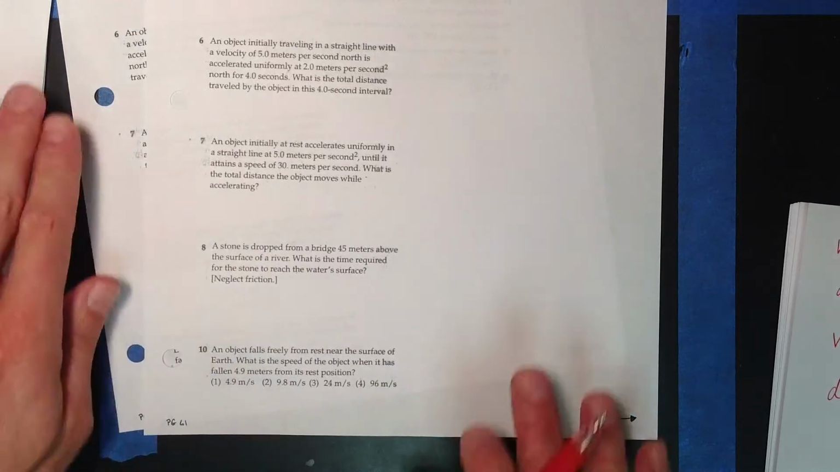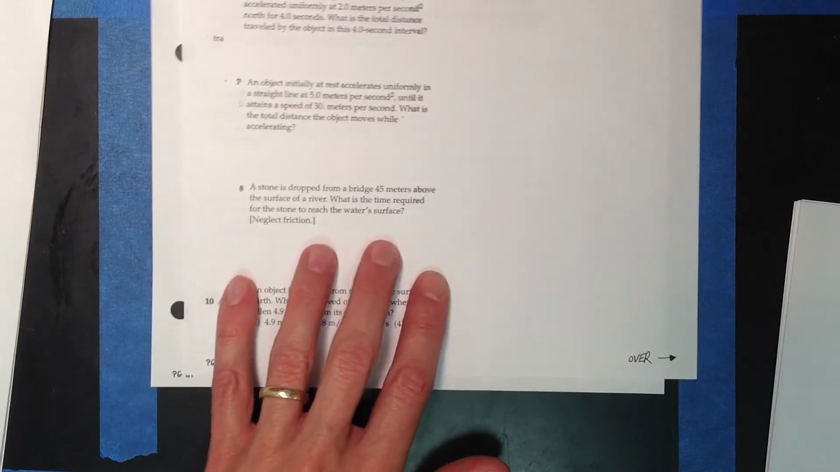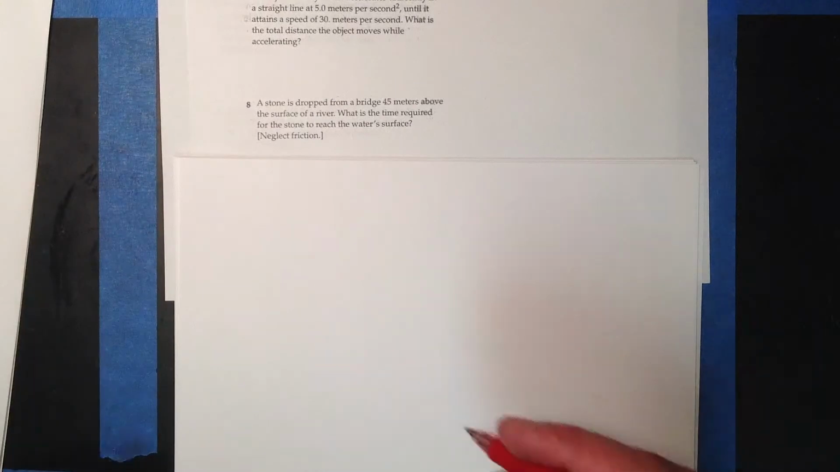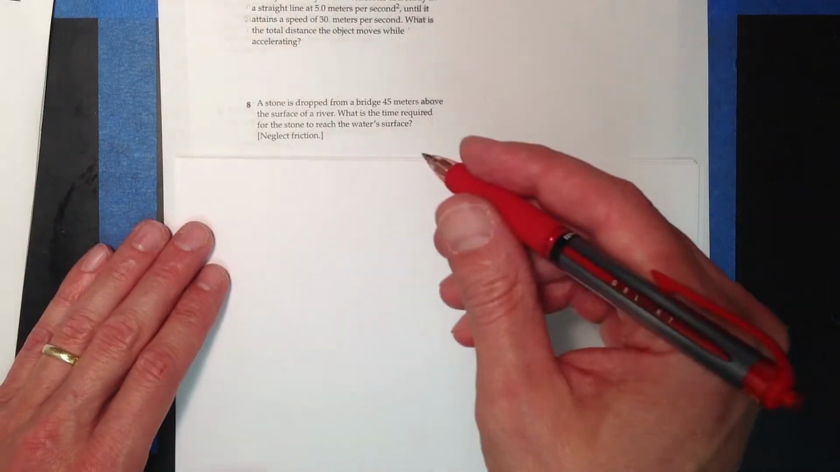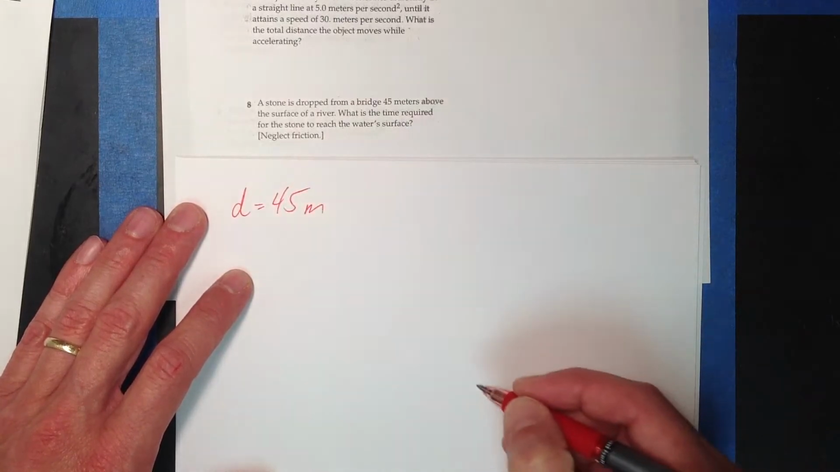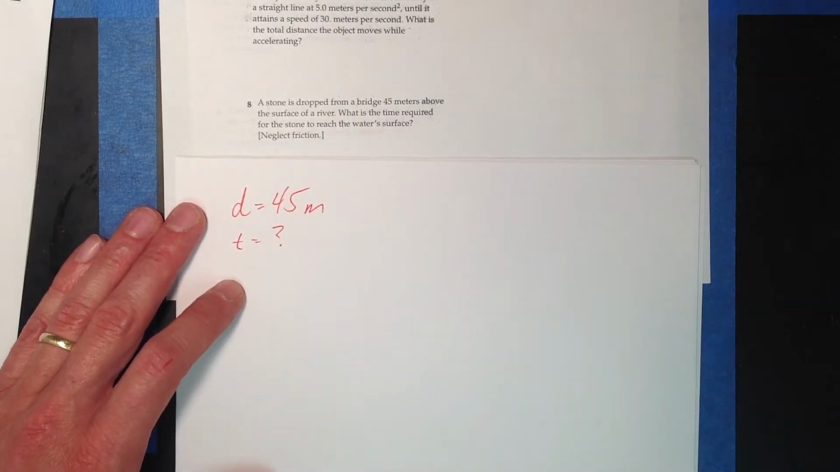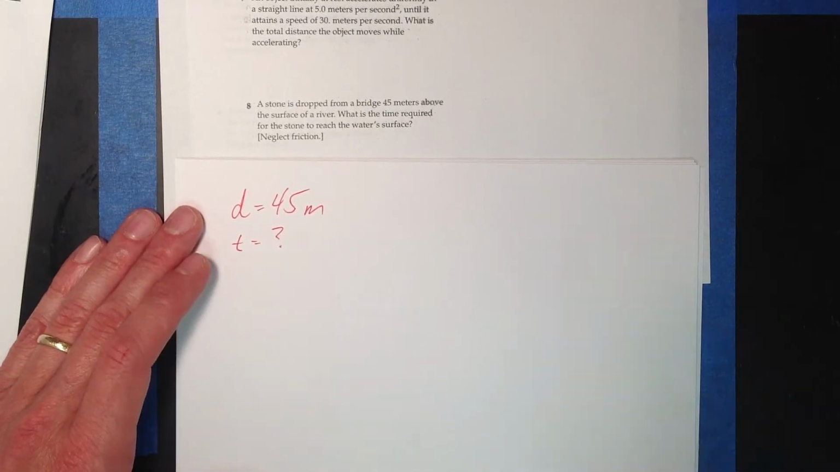Here we go. A stone is dropped from a bridge 45 meters above the surface of a river. What is the time required for the stone to reach the water surface? So, what do we have? Stone. What do I have? I have distance. Distance equals 45 meters. Time I'm looking for. I don't know much else about it.